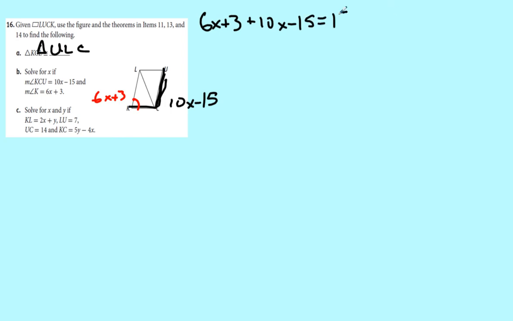Alright, solve for x. If KCU, so this angle here is 10x minus 15, and angle K is 6x plus 3. Alright, so if this is a parallelogram, we know that consecutive angles will always be supplementary. So we just say that 6x plus 3 plus 10x minus 15 has to add up to 180 degrees. This angle and that angle are supplementary. We combine our terms here, 6x and 10x, that's 16x. 3 minus 15 is negative 12 equals 180.